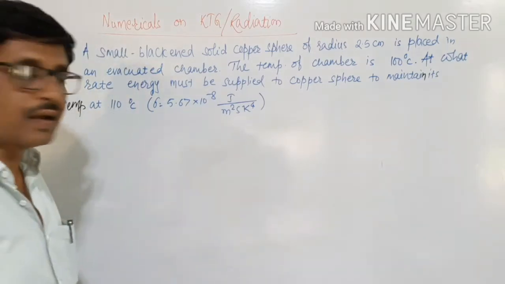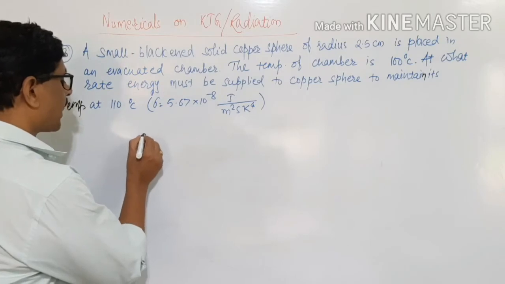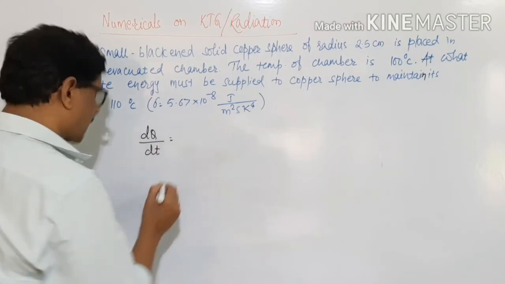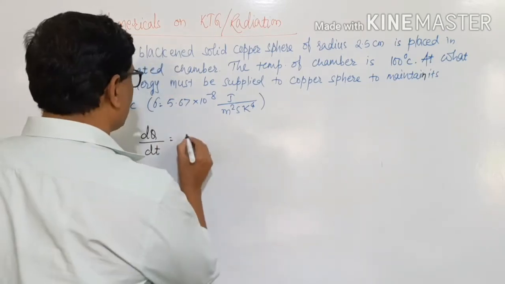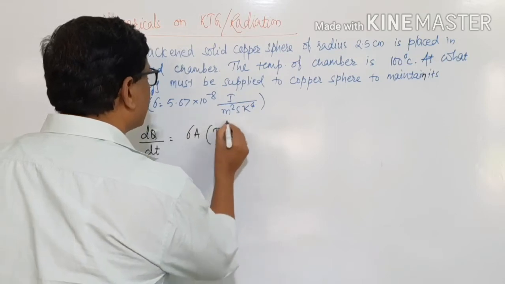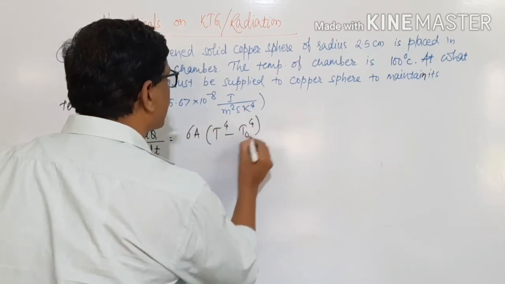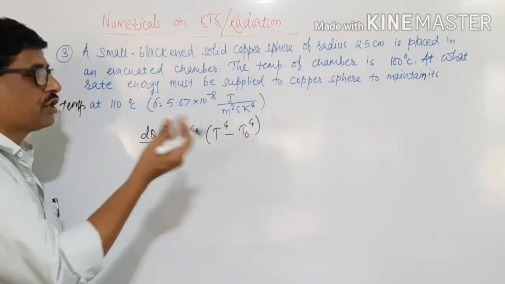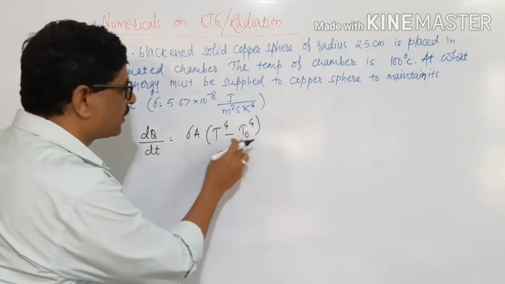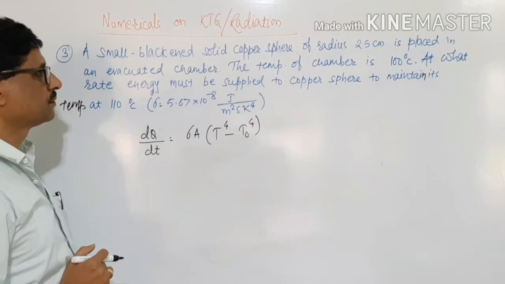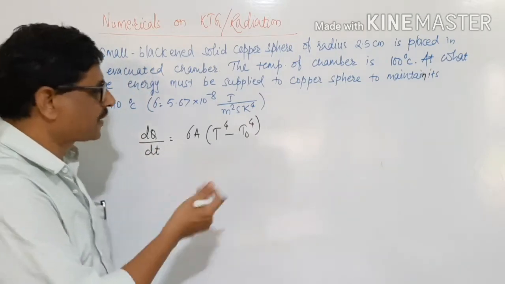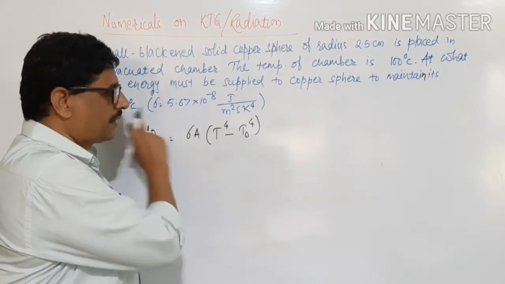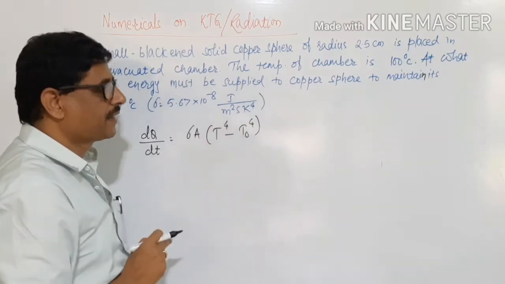For that, the rate at which the heat is lost is given by sigma A into T to the power of 4 minus T0 to the power of 4. Now, this is the rate at which heat is lost if body temperature is more than the temperature of the surrounding. Here what we expect is that the temperature of the body should remain 110 degrees centigrade and temperature of surrounding is 100 degrees centigrade.